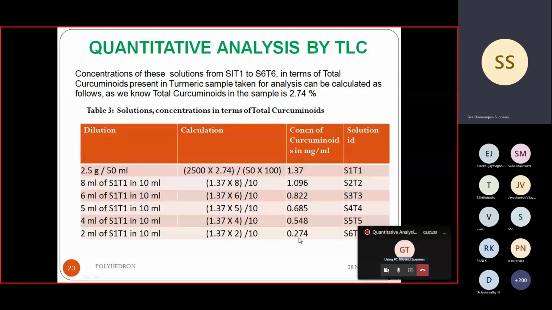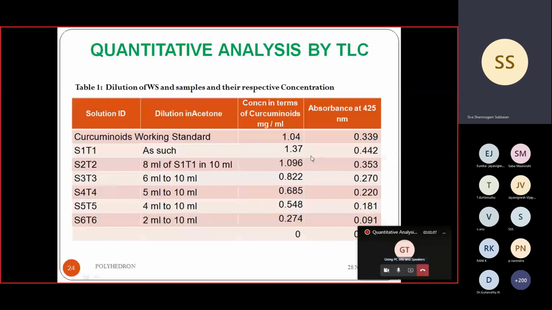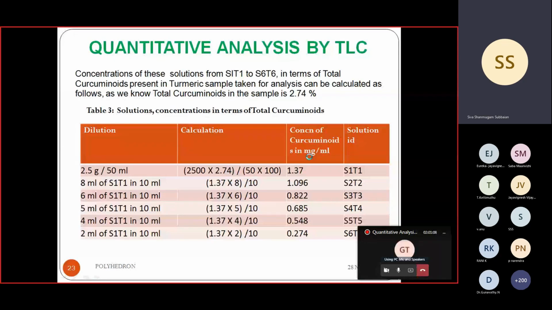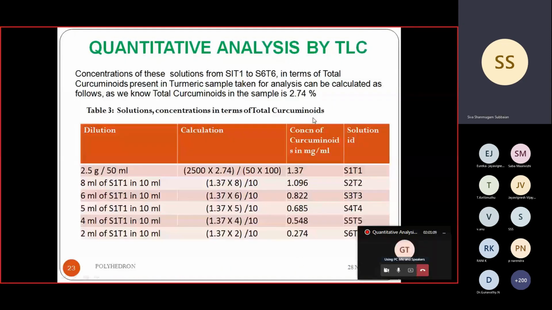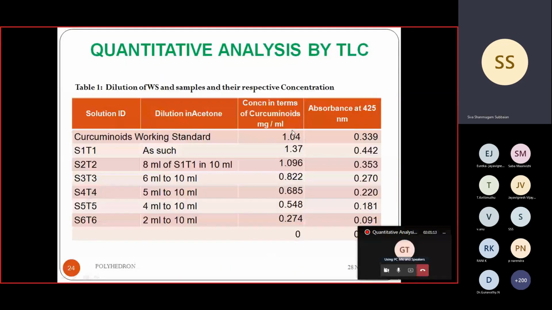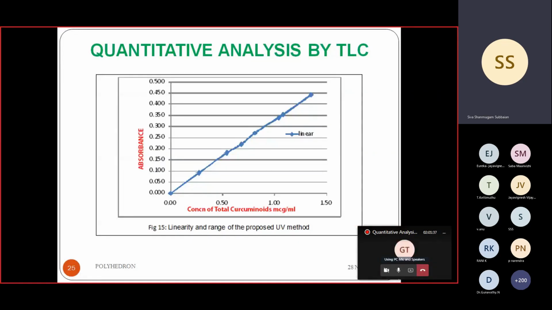And I'm taking the same absorbance we got, as shown in the other slide, and I have tabulated the concentration of curcumin in each of those solutions and the absorbance we have got, and we have plotted a graph of concentration of curcumin against the absorbance we obtained. It is looking like a straight line which is passing through the origin. So it means that this method is giving linear results within the range of 0 mg per ml to 1.37 mg per ml.